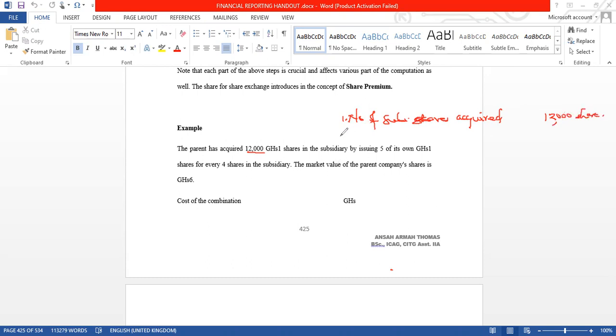Then step 2 is what? The number of parent shares issued. How many shares have been issued? Now watch this. Here it becomes very tricky.